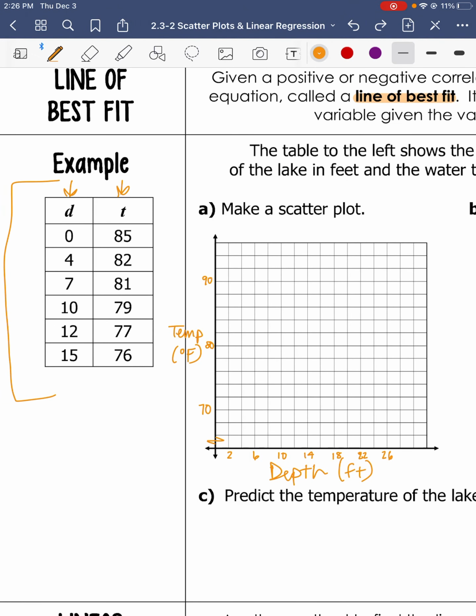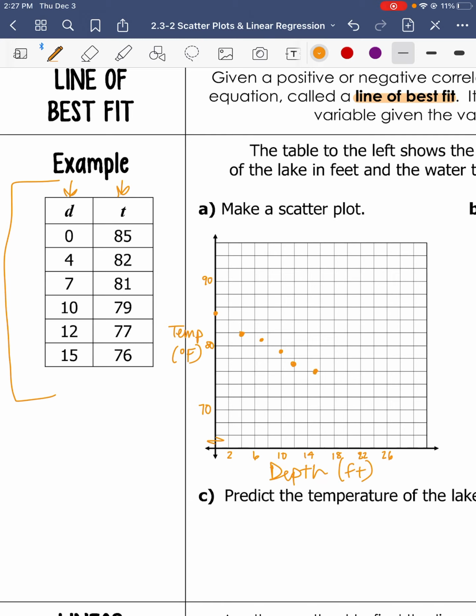Okay, so now I can graph these. A depth of 0 is 85 degrees. Depth of 4, it's 82. 7 is 81, so 7 is right here, kind of in the middle there. 10, 79. 12, 78. 15, and 72.